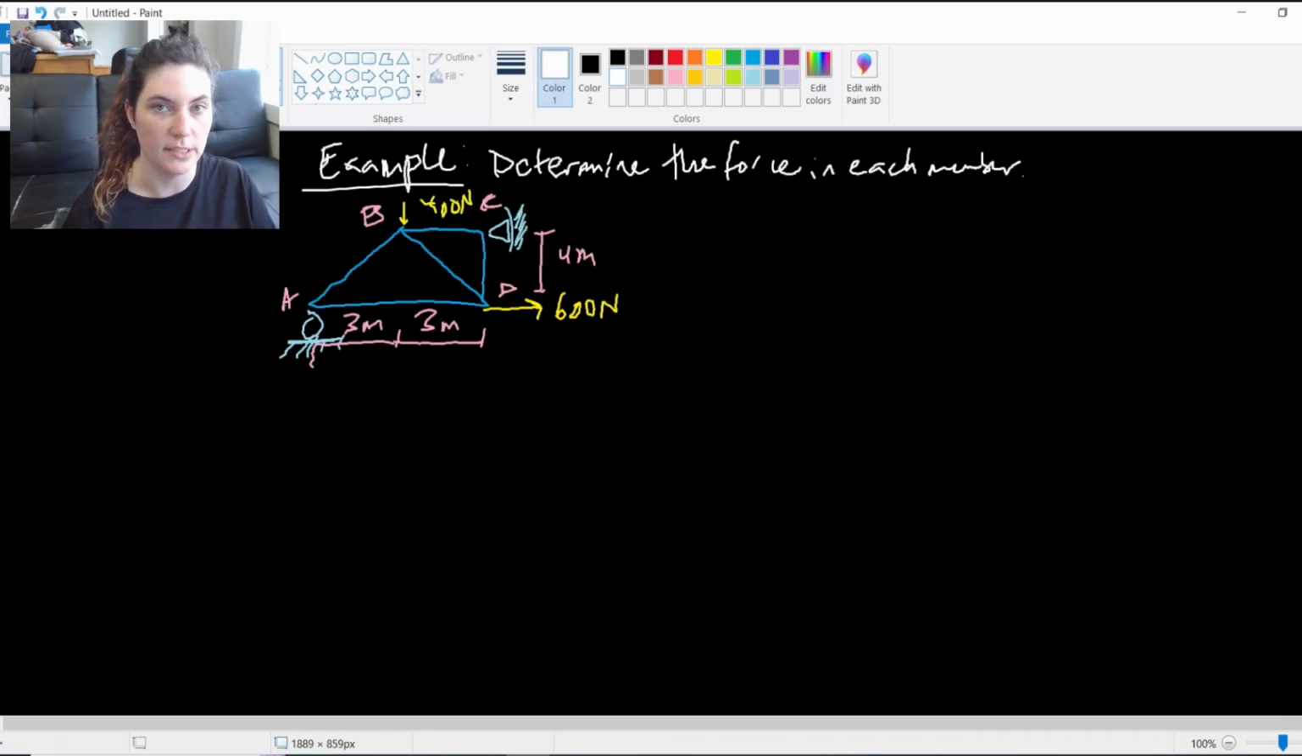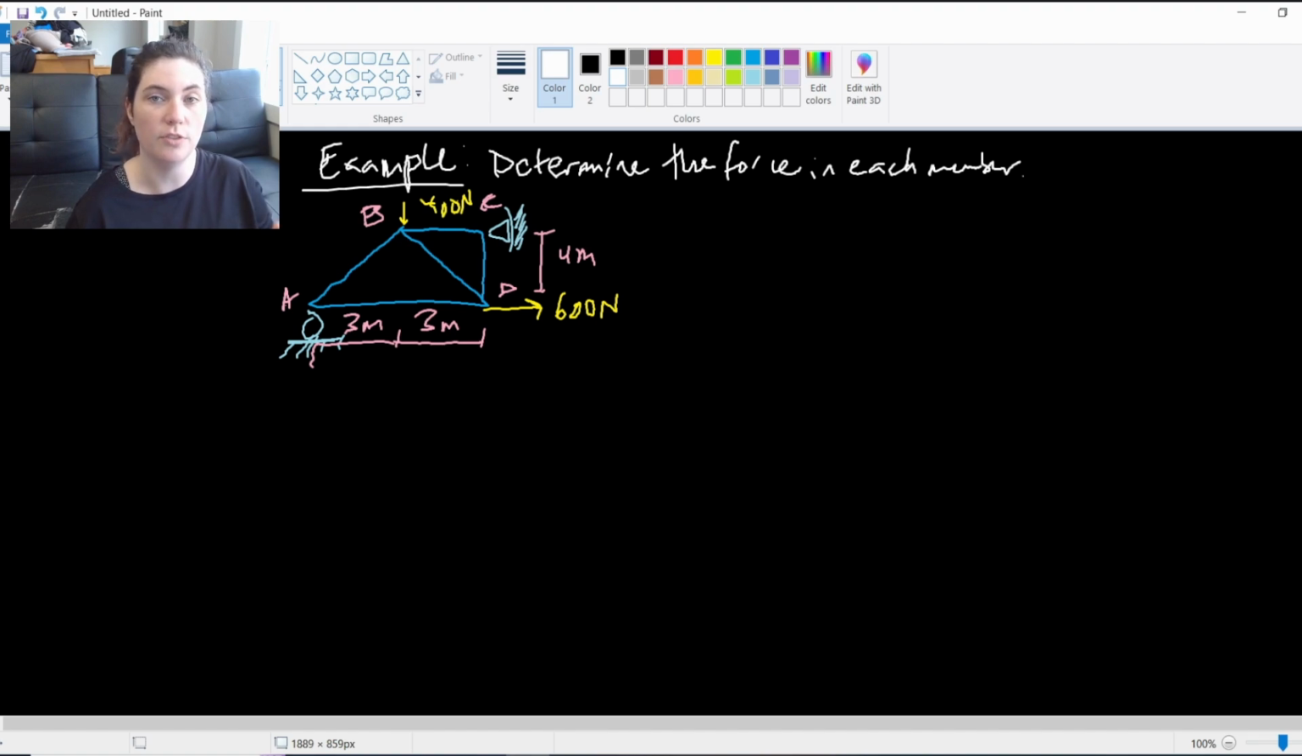Let's take a look at another example. Here I want to determine the force in each member of, again, a very simple truss. Now I have 1, 2, 3, 4, 5 members: AB, AD, BD, BC, and CD. I have 5 members, a pinned connection, a roller connection, and then a 400 newton and 600 newton applied force on this truss.